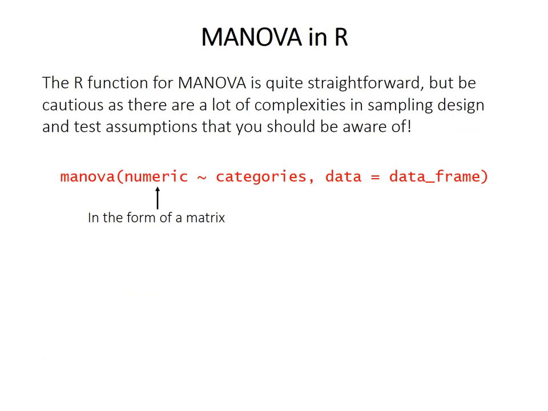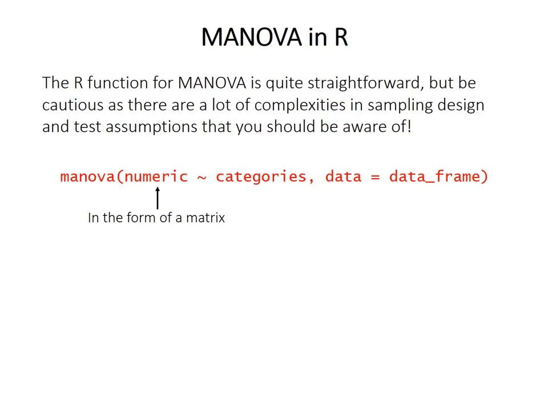So the MANOVA function in R is deceptively simple, but remember there's a lot of assumptions and a lot of complexities with sample design. Things like unequal sample sizes, things like covariances between the variables can both be issues. We're just going to gloss over all of that because I'm not focusing specifically on the data that you might have, but if you're using this for real work, you probably want to be careful and really assess whether what you have set up in terms of your sampling is good for MANOVA.